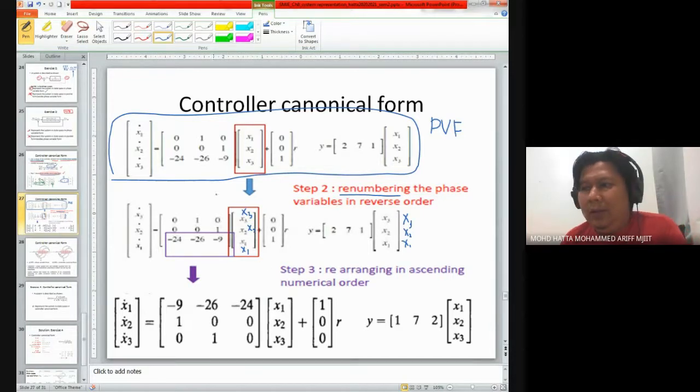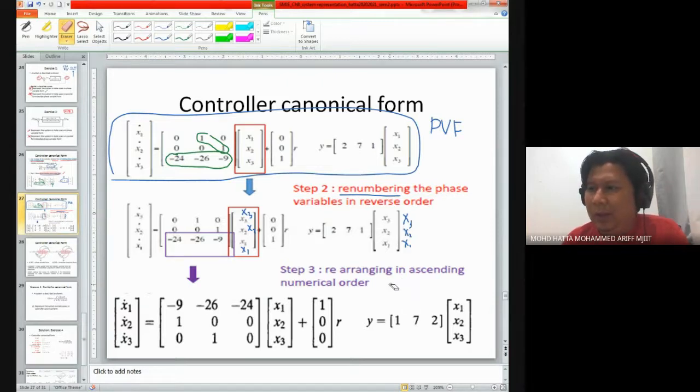Okay, and we haven't done anything with our elements over here. Okay, we keep it intact, same as what we have over here. The first step is only this red box. We renumber all the phase variables in reverse order. And the second step is rearranging in ascending numerical order. Rearranging what? Rearranging the elements in ascending order.